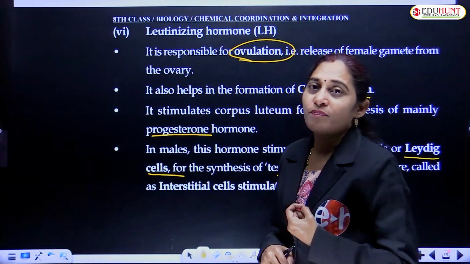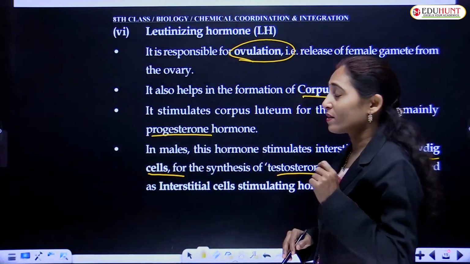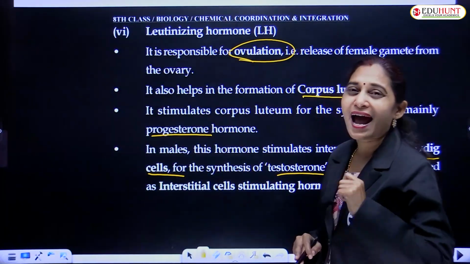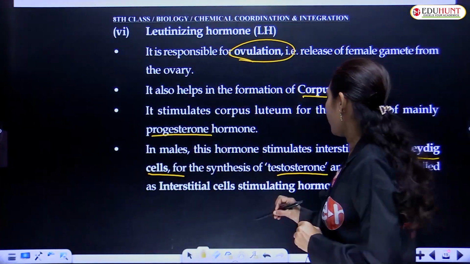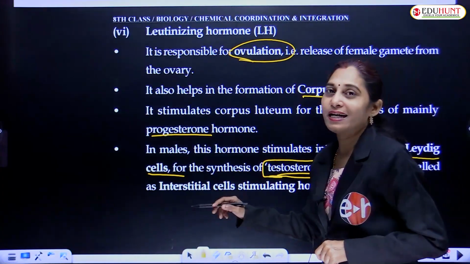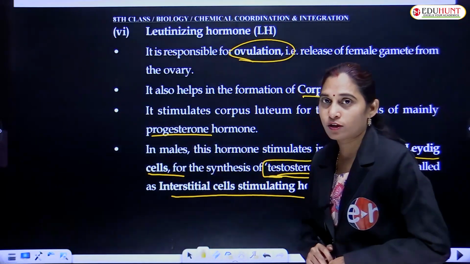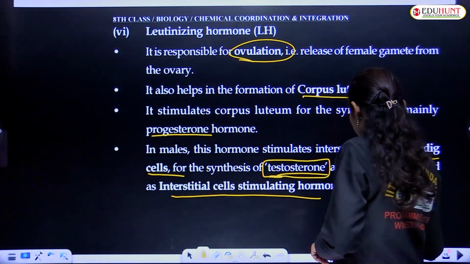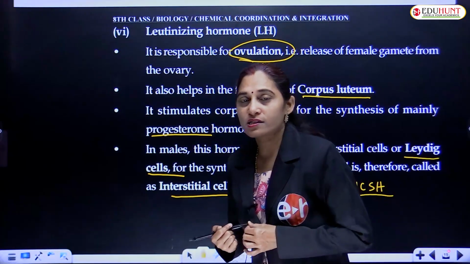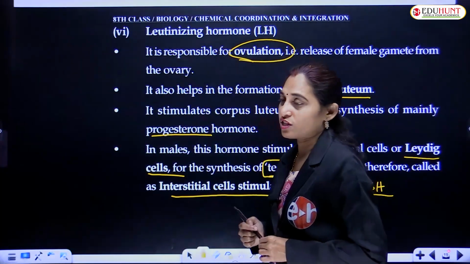And in males, luteinizing hormone is responsible for the stimulation of Leydig cells, which synthesize another hormone, androhormone. Andro means male. So that is called testosterone, and it is therefore called the interstitial cell stimulating hormone, ICSH. What are interstitial cells? The interstitial cells are Leydig cells that are present in the testis.